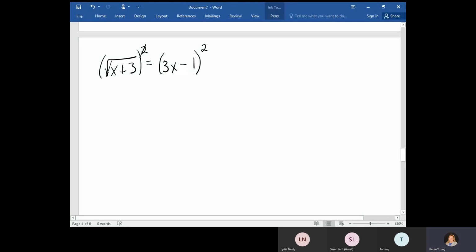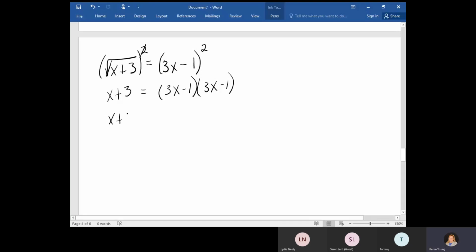So the square cancels the square root. I'm left with x plus 3. Now, when we square the 3x minus 1, that's the same thing as saying 3x minus 1 times 3x minus 1. I'm not just squaring the first term and squaring the second term. I'm multiplying that binomial by itself.